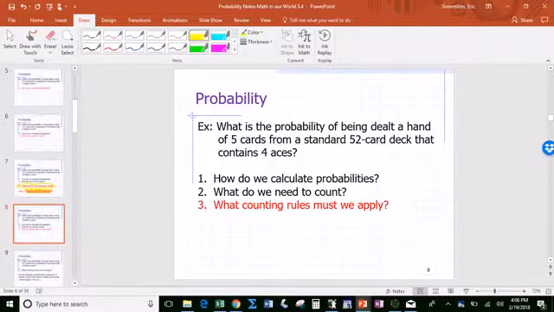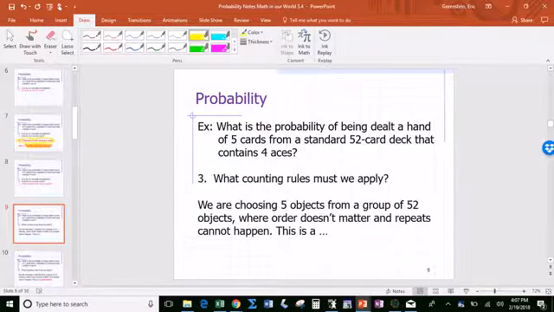And now, what counting rules must we apply? Going back to the earlier slide, we have the fundamental counting rule, permutations, and combinations. In this case, what counting rule must we apply? Well, here's our 5-card hand. So we're picking 5 objects from a group of 52 objects. Here's our N, and here's the R. So out of 52, we're picking 5.